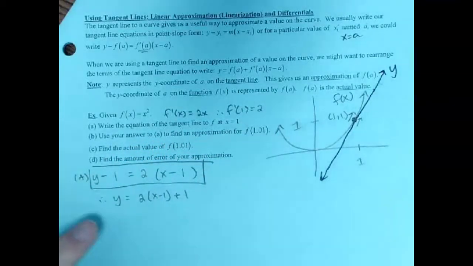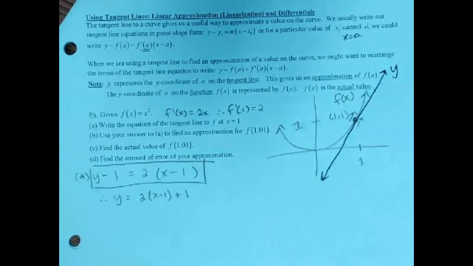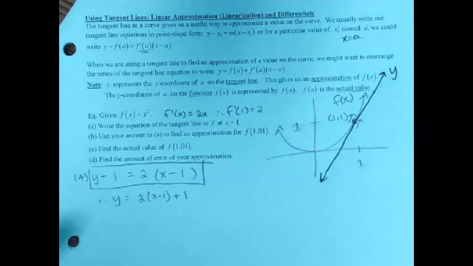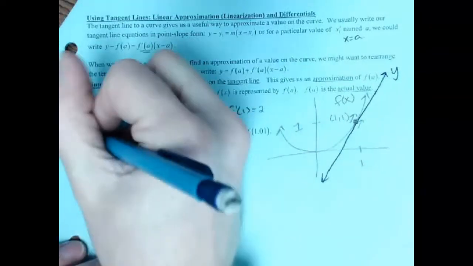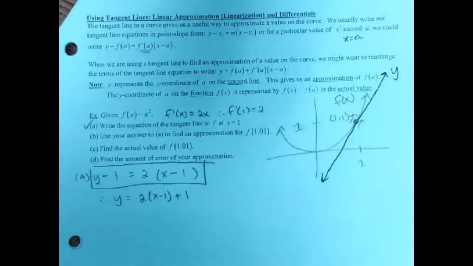And if you wanted to box this as your answer to part A, you could, but again, point-slope form is fine. It's just when you're going to be using that tangent line to do something, it's going to be easier if it's in y equals. Okay, let's look at part B. Right, part A is done. Use my answer to A, so use this equation of the tangent line to find an approximation for f of 1.01. Okay, so let's think about this, right?